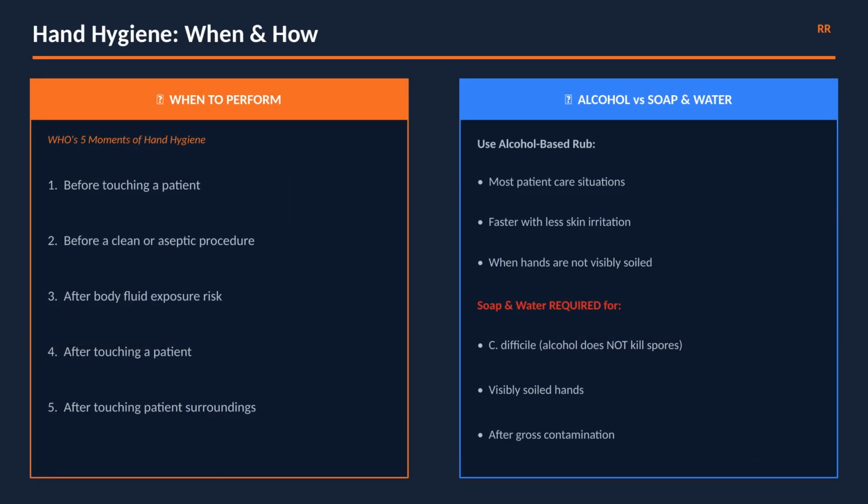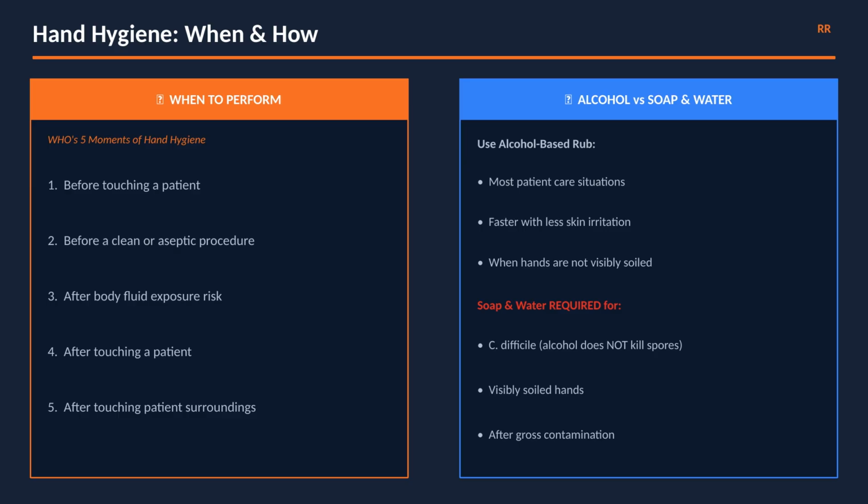Beyond standard precautions, there are 3 transmission-based categories. Contact precautions for infections spread by direct contact: C. difficile, MRSA, wound infections. Gown and gloves for all contact. Dedicated equipment where possible. Prioritize hand washing with soap. Alcohol gel does not kill C. diff spores.